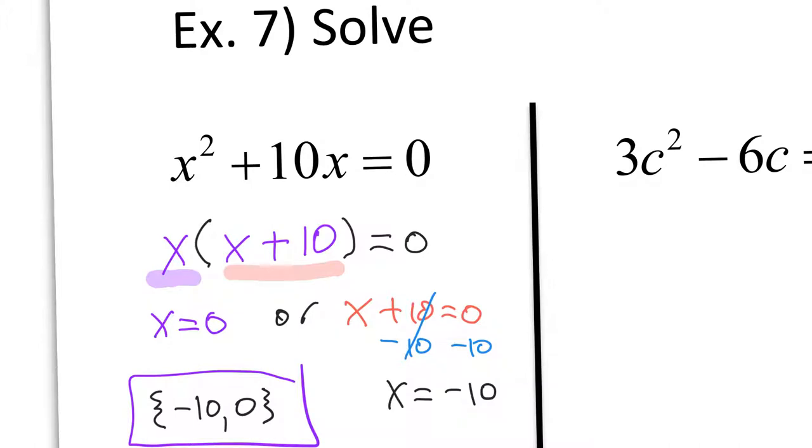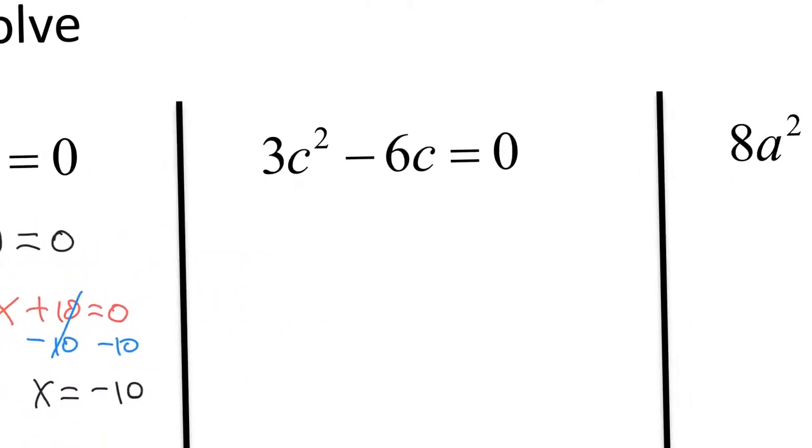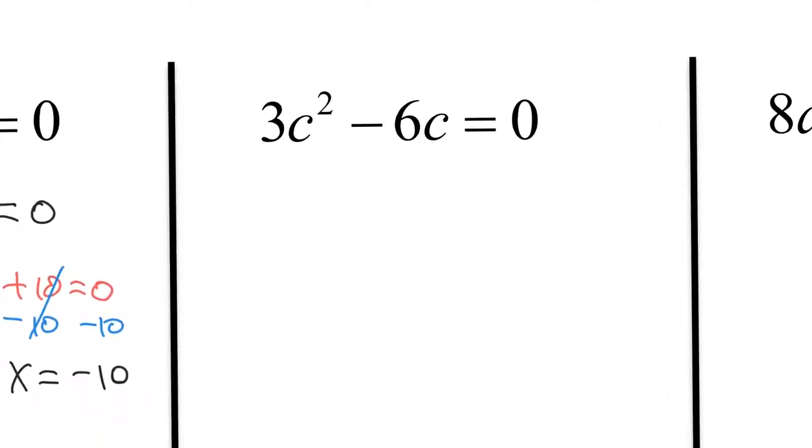100 minus 100 is 0. So it works, right? So let's try the next one here. The next one, same thing. We want to factor. So I'm going to set it equal to 0.